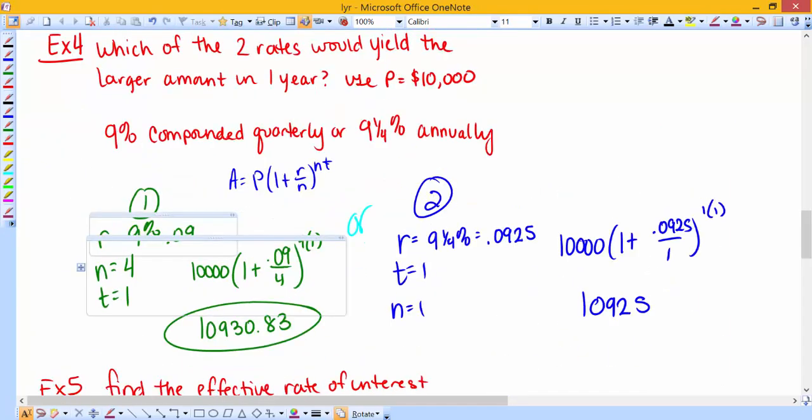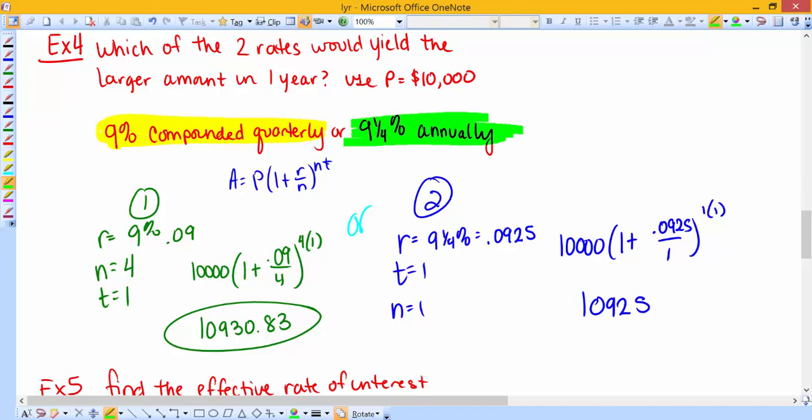So example 4, I'm not going to spend time on example 4 other than this is a comparison. You're given two rates, one that is compounded quarterly at 9%, and one that is annually at 9.25%. So you are starting with 1 year, $10,000. Unfortunately, it's not continuously, so you do have to use the nastier looking formula. The only thing that's going to change is the n and the rate, so be careful.